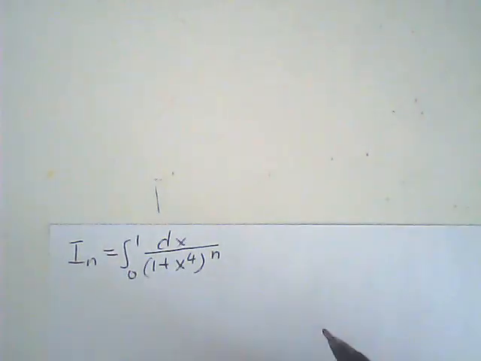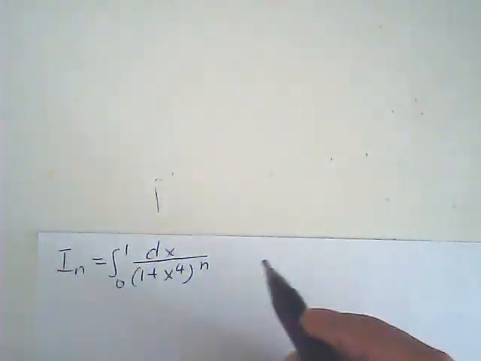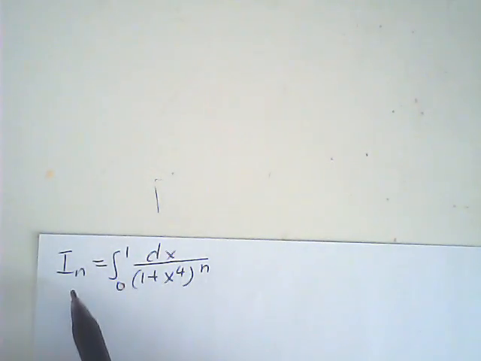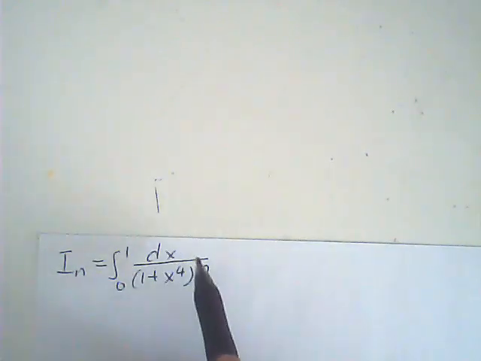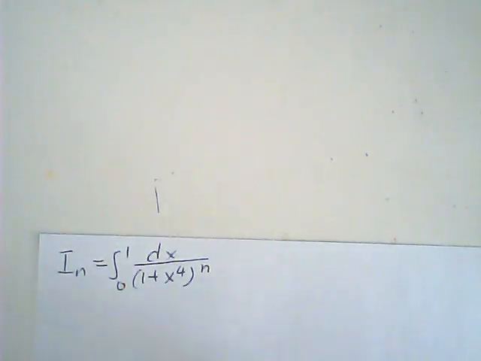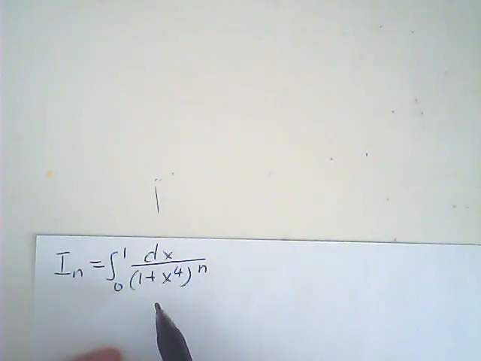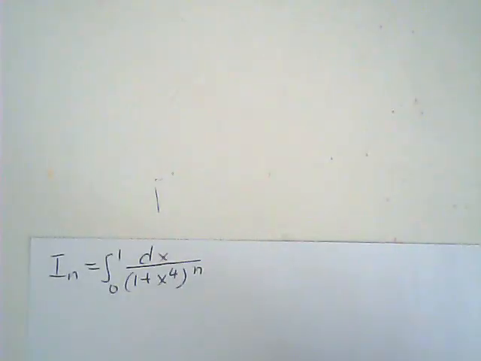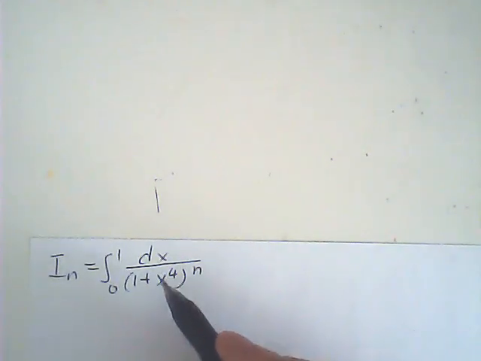The reduction formula continues, and this time we're considering n in a definite integral. Now we develop the reduction formula, start by considering integration by parts, right? We consider 1 over this as u, and dv is dx.